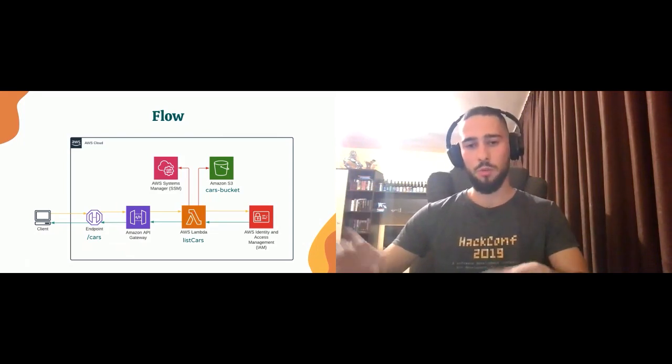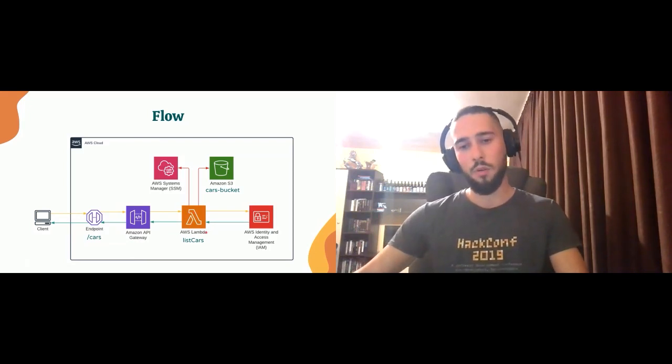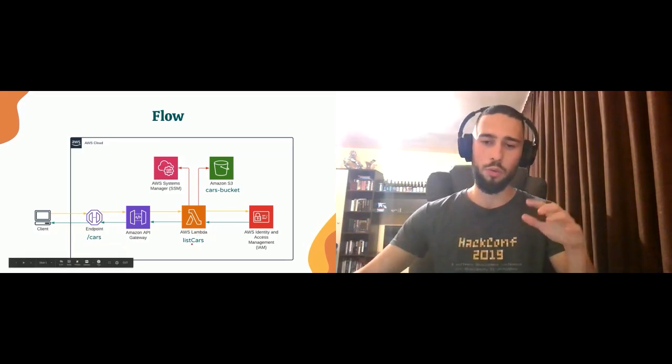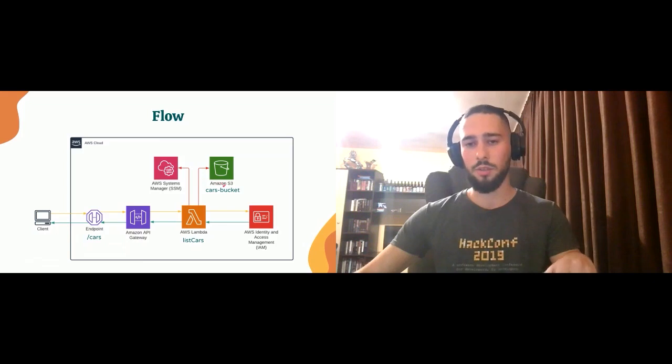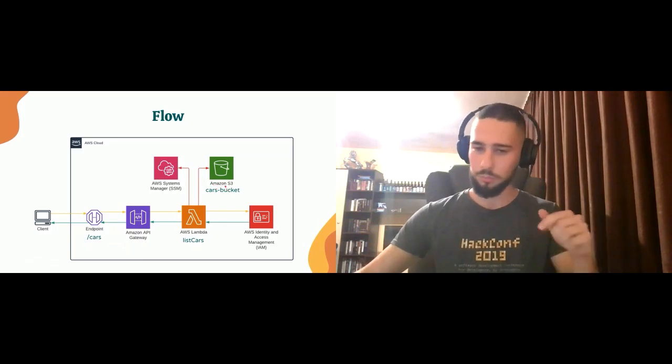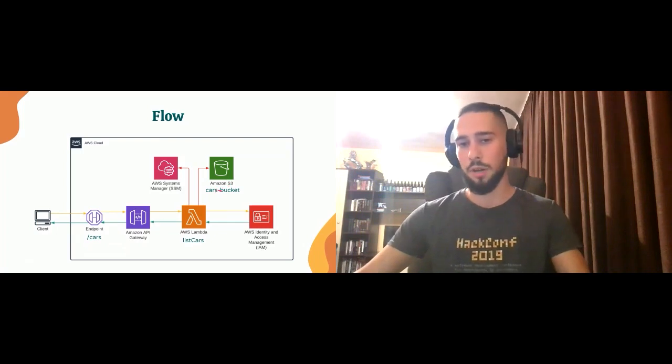If you do not know what Lambda is, I'll explain it when we reach this step in the presentation. Our Lambda function will list cars from an S3 bucket that we will also create. This is actually the first thing that we'll create. This is our cars bucket, where we'll store our cars as a JSON file.